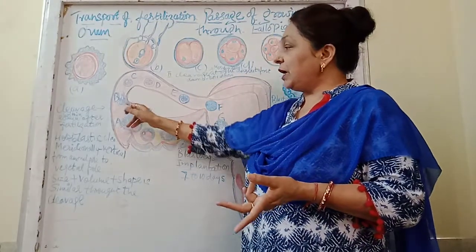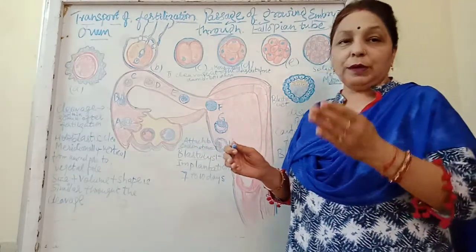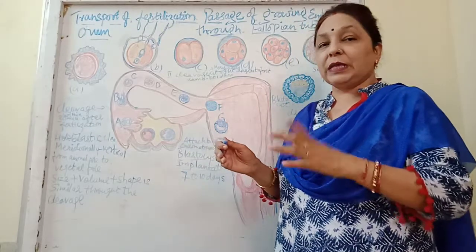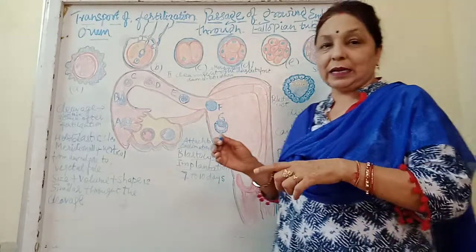Soon after fertilization there is formation of a zygote. The ovum is haploid, the sperm is haploid, and the new cell formed is the zygote, which is now a diploid cell or 2N cell.